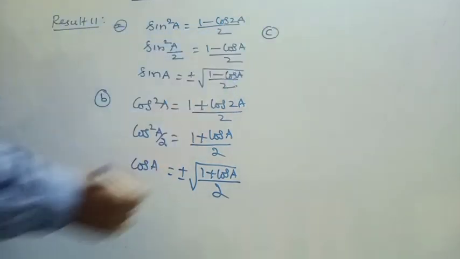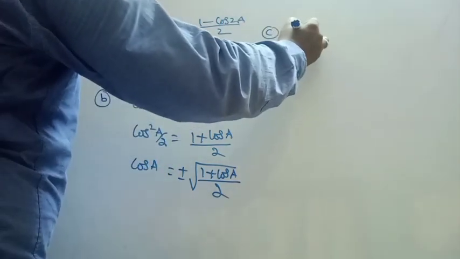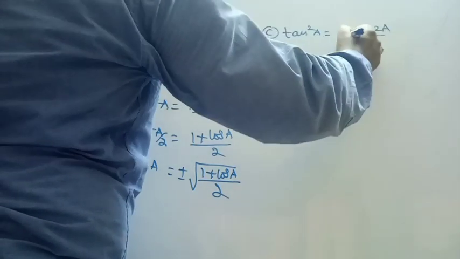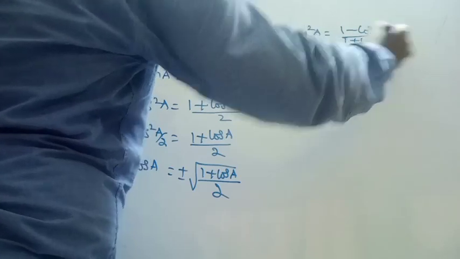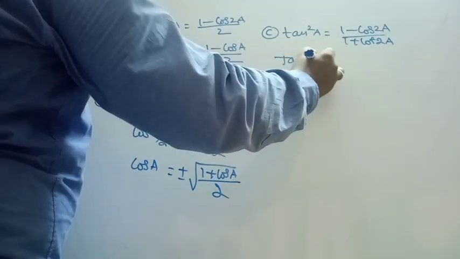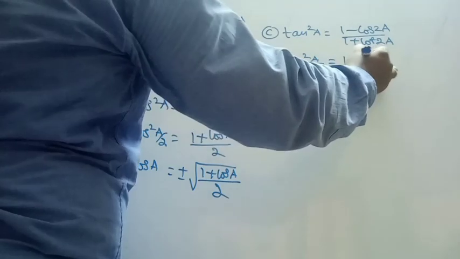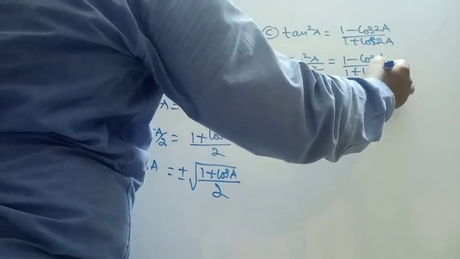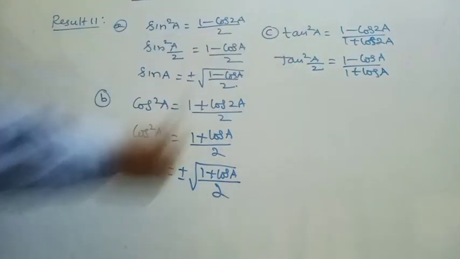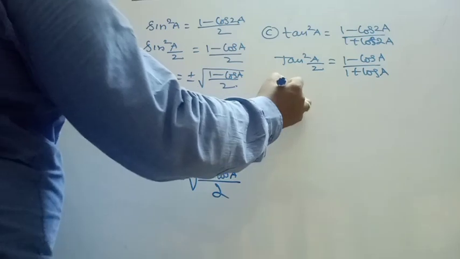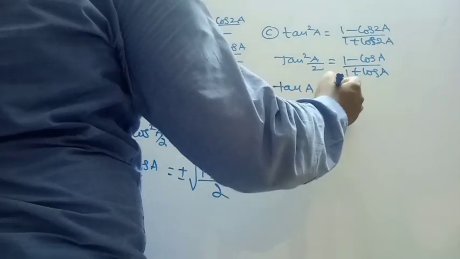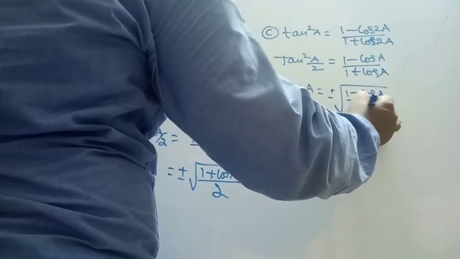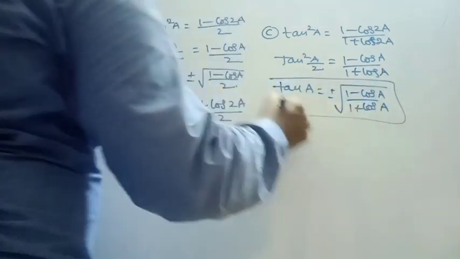Part C, you have now tan square A. Tan square A we have as 1 minus cos 2A by 1 plus cos 2A. That means by the half angle formula, tan square A by 2 equals 1 minus cos A by 1 plus cos A. See how beautifully we got the half angle formula. From this, tan A by 2 is equal to plus or minus square root of 1 minus cos A by 1 plus cos A. Fine.